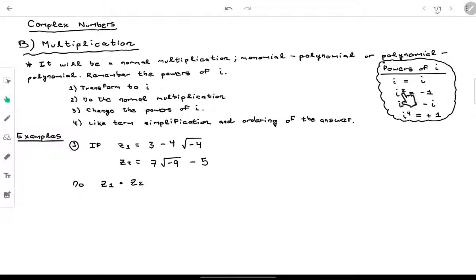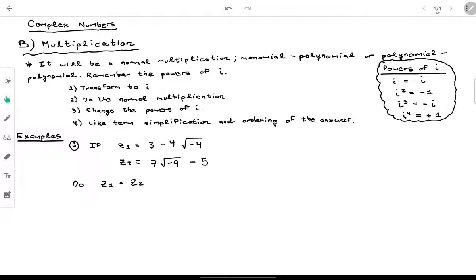I have them here. If you don't remember, i squared is going to be equal to minus 1. i cubed is going to be equal to minus i. And finally, i to the 4 is going to be equal to plus 1.